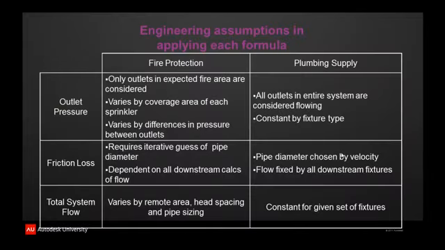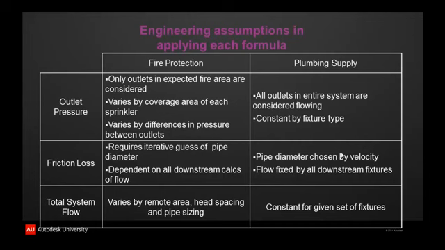Well, now that we've been through a very detailed analysis or procedure to show you the fire protection calculations, I just want to come back to the original assumption of comparing fire protection and plumbing systems. I've prepared a chart here that shows the key differences: the outlet pressure, the friction loss, and the total system flow. In the fire protection system, the outlet pressure varies by which area you're analyzing, and it uses different formulas from the plumbing system, where the entire system can be determined just by the type of fixture that you're using, and the flow then is a constant by that fixture type.